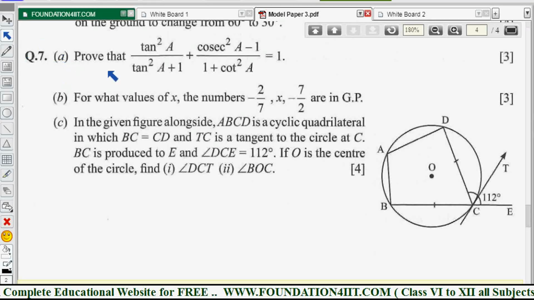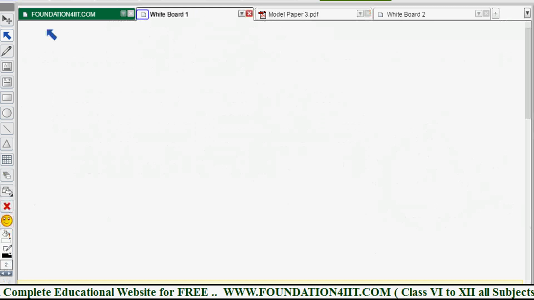So in question number 7, the first one is from trigonometry. We'll take the LHS and we'll prove this one. So RHS is equal to 1: tan square A by tan square A plus 1, plus cosec square A minus 1 by 1 plus cot square A is equals to 1. So let's take LHS and we'll prove RHS, that is 1.